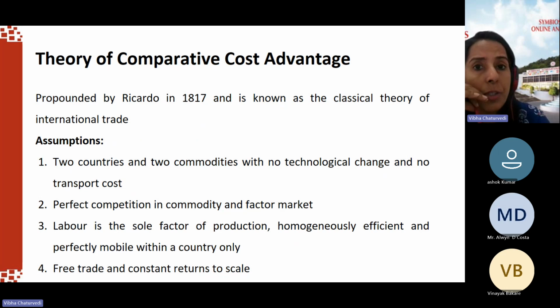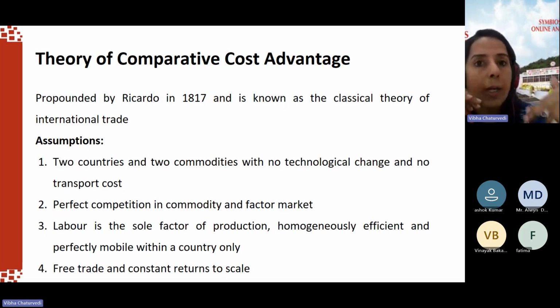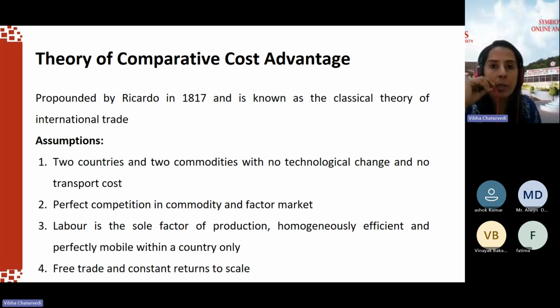The assumptions still remain the same, that there are two countries and two commodities with no technical change and no transport costs. Transport costs are definitely not considered, because when the transport costs and other barriers to trade are taken into account, then the whole dynamics of trade changes. So we will have to keep that as absent or so nominal that it does not cause a lot of change to the price of the commodity. And in a given time period, technology always remains the same. It does not change.